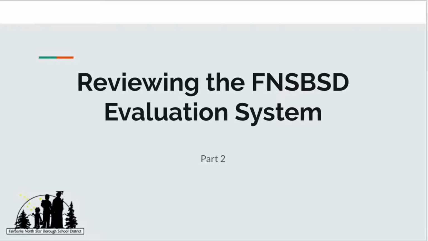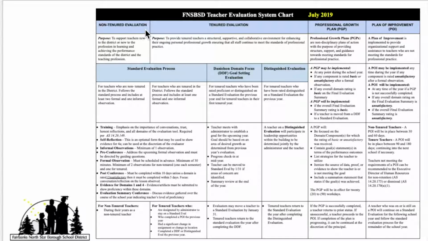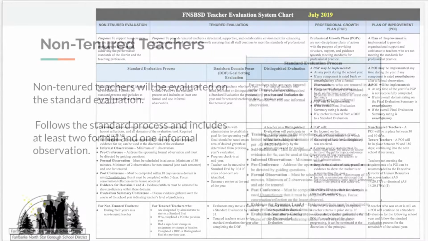Reviewing the Fairbanks North Star Borough School District Evaluation System. The Fairbanks North Star Borough School District Teacher Evaluation System Chart provides a synopsis of the types of evaluations used within the district and the components of each evaluation. This chart provides a broad overview, with more information available in the Teacher Evaluation Handbook. As you can see, there are 4 different columns on the chart: non-tenured, tenured, professional growth plan, and plan of improvement. The next few slides will give a brief synopsis of each of these columns.